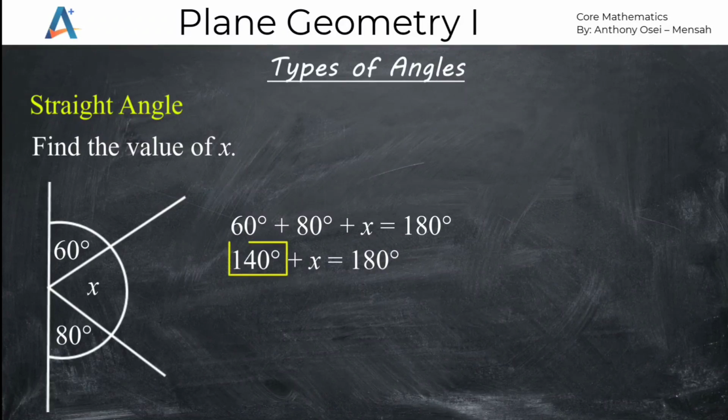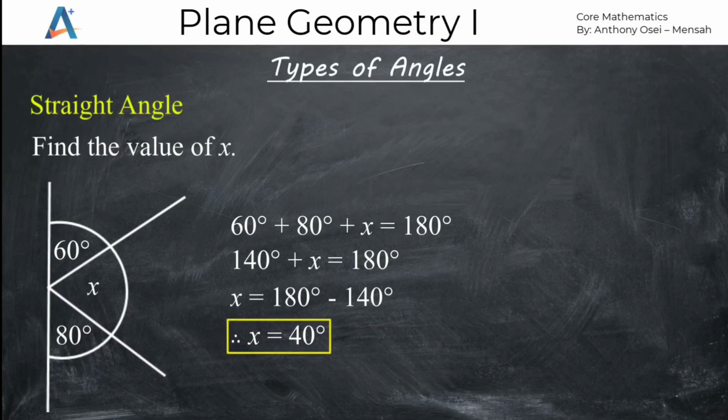So that will take positive 140 to cross the equal sign to the right hand side to become minus 140. So x is equal to 180 degrees minus 140 degrees. So we end up getting, therefore, x is equal to 40 degrees. So the value of x in this particular question is 40 degrees. Let's now substitute and see whether it's correct.